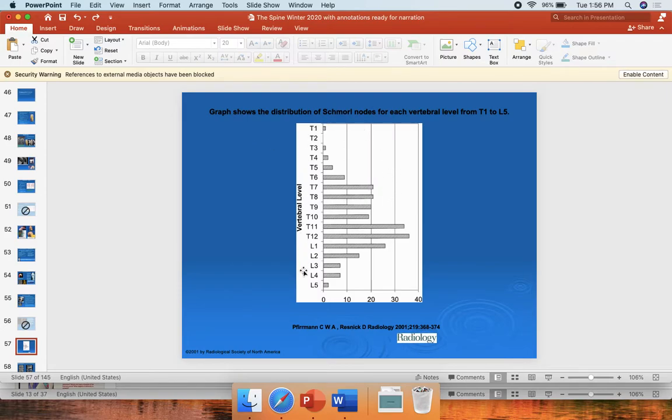This is the distribution for Schmorl's nodes at each vertebral level, T1 through L5. You can see that the majority of them are going to exist right at the end of this thoracic region into the L1. Realize the further down on this graph we go, the more weight the vertebral bodies are going to be asked to carry. So I think that's an important note in the Schmorl's nodes, and probably a very likely reason as you move down that we start to experience more.